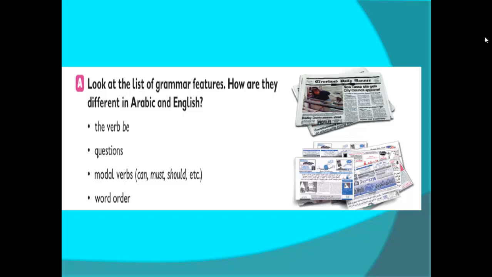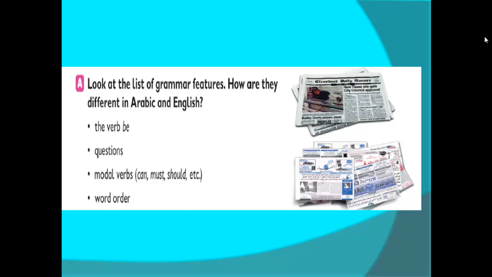In English, the verb to be has a lot of forms. Is, are in present. But in Arabic, it doesn't have these forms. Whereas in Arabic, there is one form. And if we want to make continuous, we have to use verb to be. But in Arabic, we don't need verb to be to make continuous.